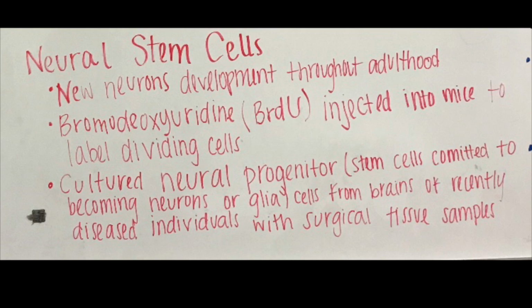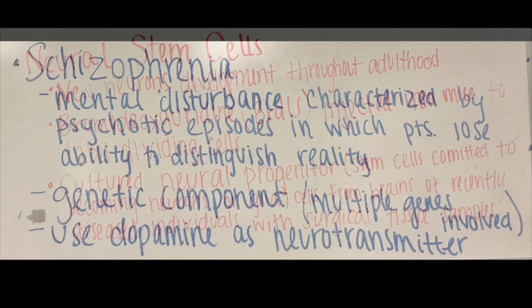Mature neurons cannot undergo cell division unless brain neurons come from stem cells. It is difficult to conduct research on stem cells because it is hard to find a source of human stem cells. In 2001, researchers had cultured neural progenitor cells from brains of deceased individuals and surgical tissue samples. Progenitor refers to stem cells from either neurons or glia. This cultured cell divided 30 to 70 times.